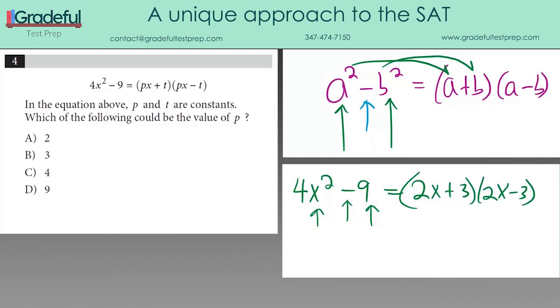So the question tells us that those are in the format of px plus t and px minus t, and then it asks us which is the p. And as you can see here, the p is the 2. The 2 is in the same spot as the p in the given formula. So we can pick answer choice A for number 4.